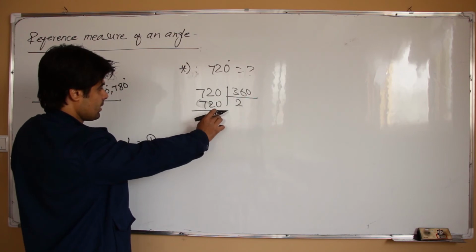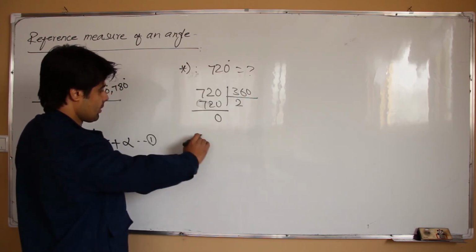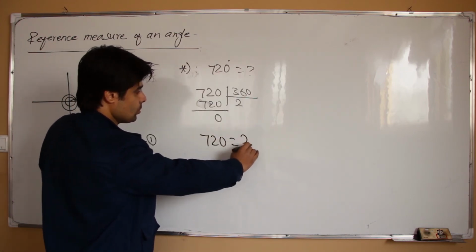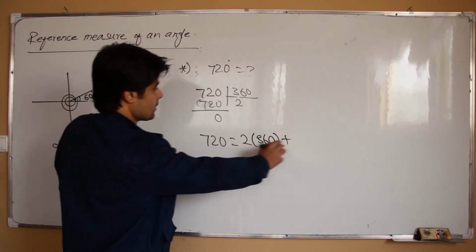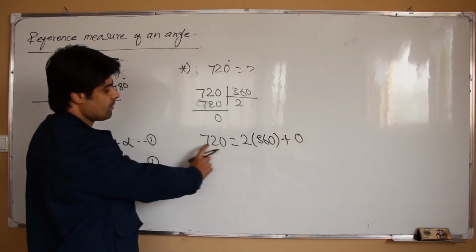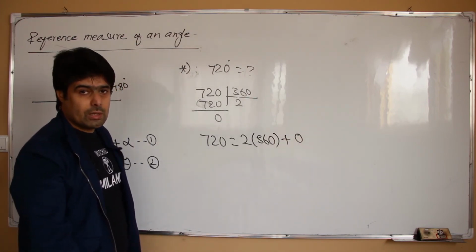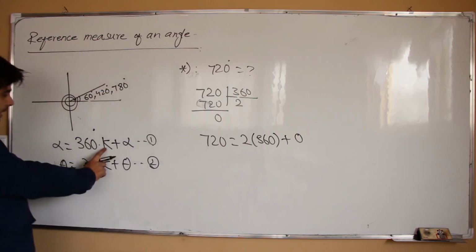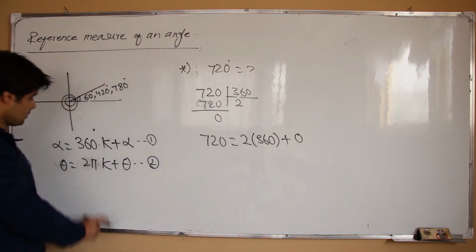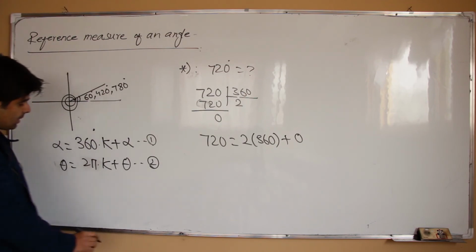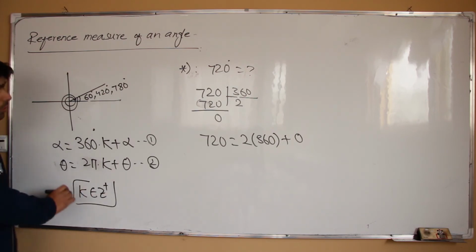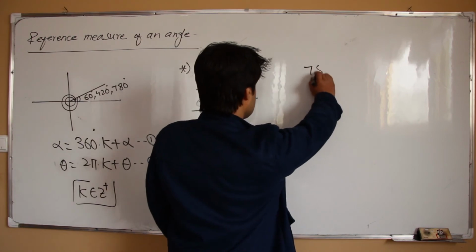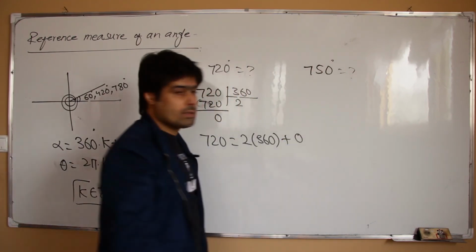Now the remaining is 0, so we can write 720 is 2 times 360 plus 0. This 0 is called the reference angle for 720. This 2 is k, and 360 is 360. And of course k should include Z plus.